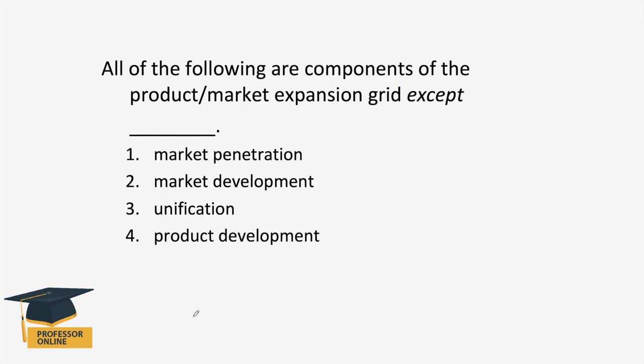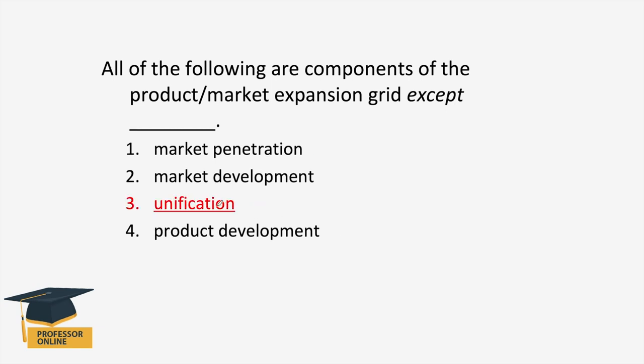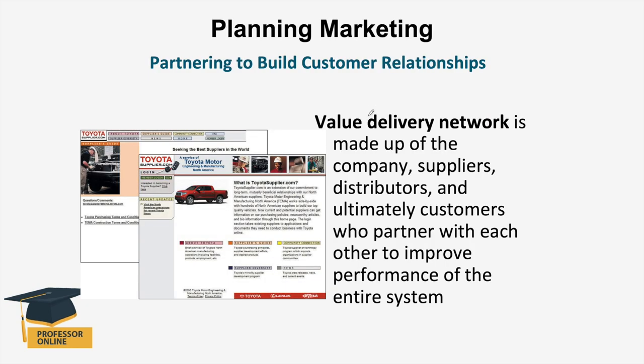So let me ask you a question over here. All of the following are components of the product market expansion grid, except: market penetration? Is it one of the components of the expansion grid? Is it market development, unification, or product development? And the answer is unification. That is not part of the market expansion grid.